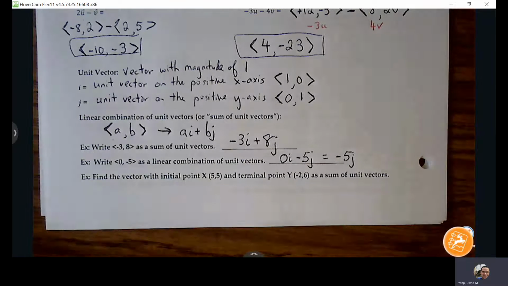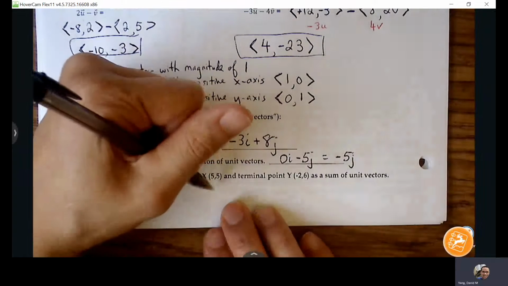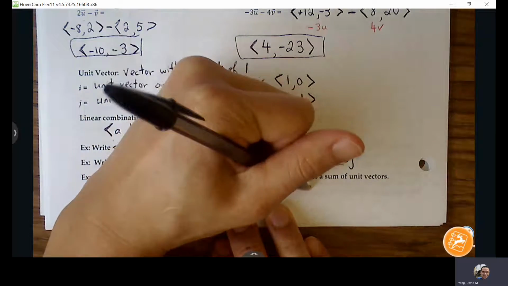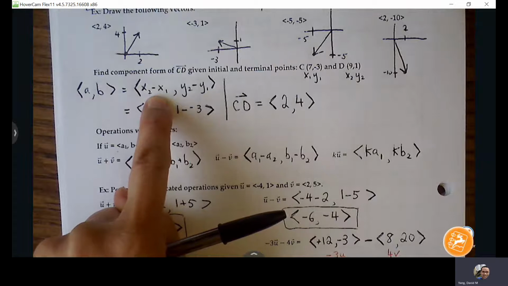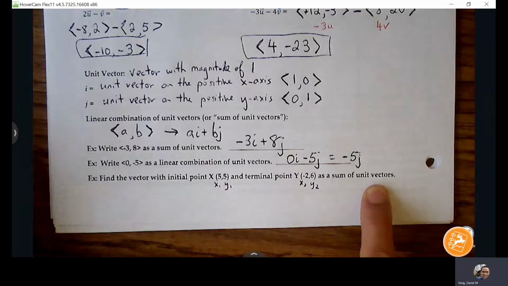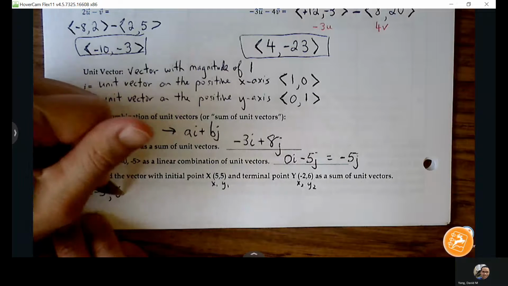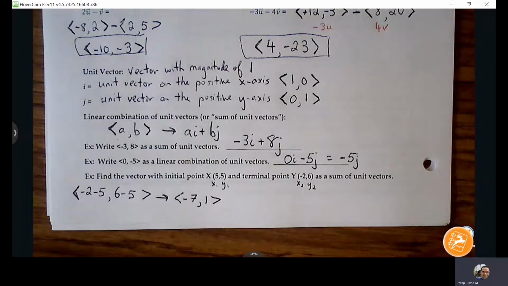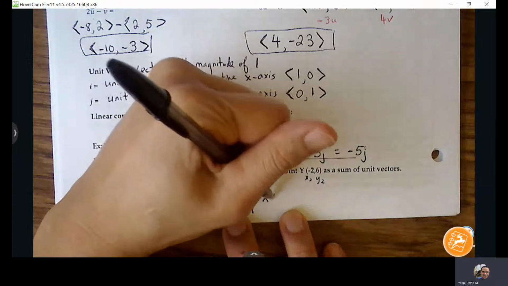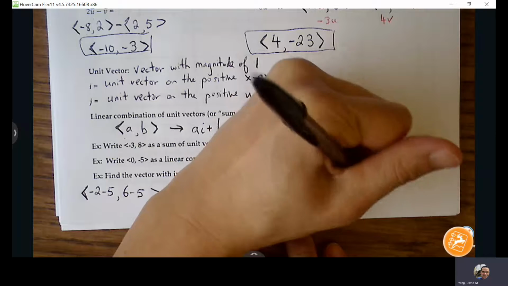Okay, find the vector with initial point x and terminal point y as a sum of unit vectors. So anytime we have an ordered pair, we know we're starting at x, we're ending at y. So we know this is x1, y1, this is x2, y2. So we're going to build our vector using this formula above, right? x2 minus x1 is the horizontal component, and then y2 minus y1 is the vertical component. So we'll put it in component form first, and then we'll transform it to unit vectors. So vector xy can be written as component form -7, 1, or as -7i plus 1j.